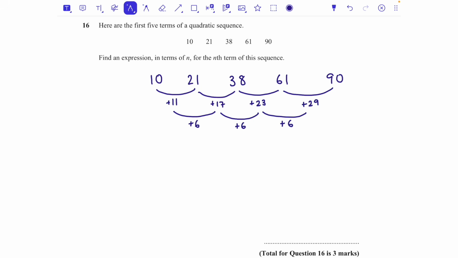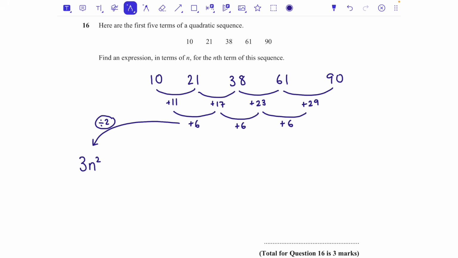Whatever that second difference is, you're going to half it. Always. We're always going to divide that by 2. And that gives you the coefficient of n squared. So half of 6 is 3. So I'm going to write 3n squared, and I therefore know that my nth term for this sequence needs to start 3n squared.